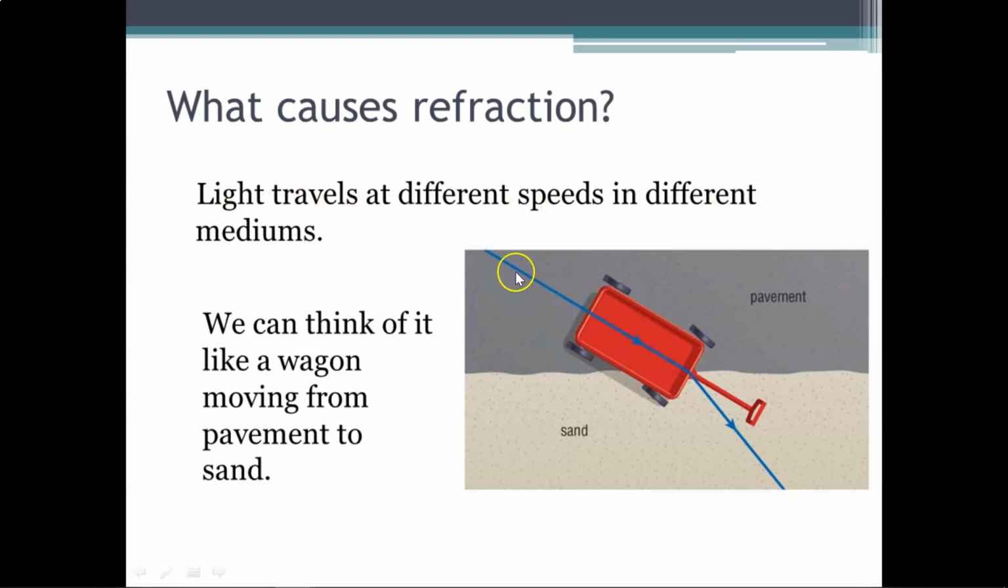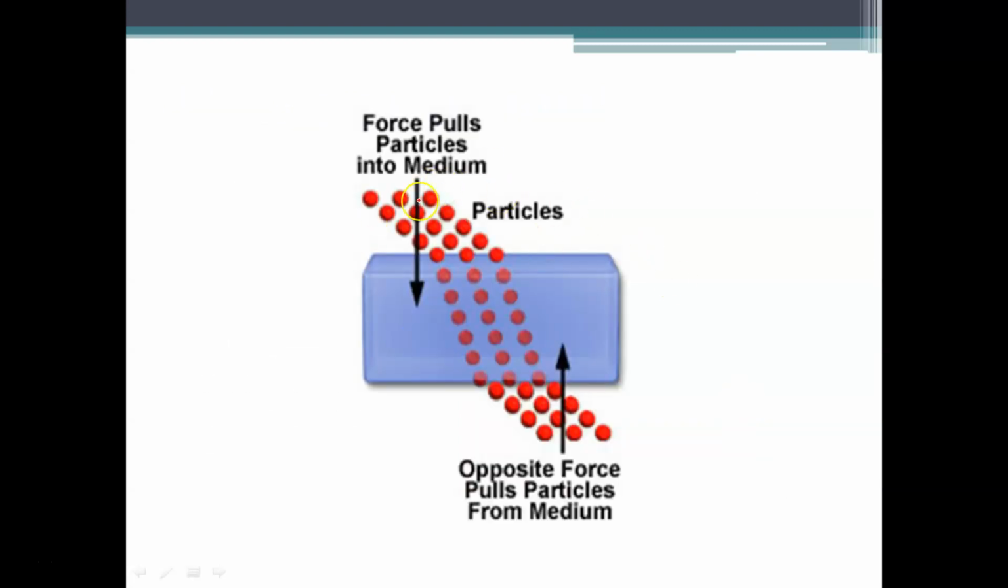Think of this wagon as it moves from pavement into sand. As soon as this wheel touches the sand, it starts to slow down. But these three other wheels are still on the pavement, a much smoother surface, so they're able to maintain the same speed while this one wheel slows down. And when this wheel moves faster than this wheel, the wagon begins to change direction. Well, that's what's happening over here.